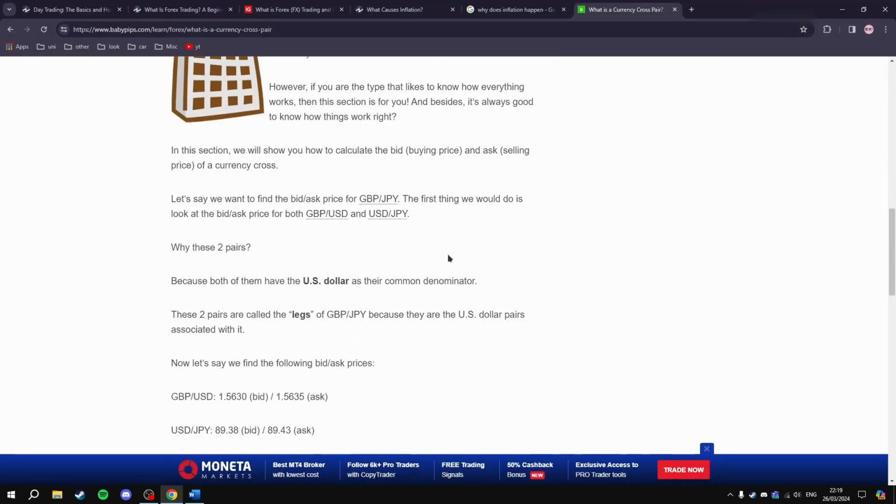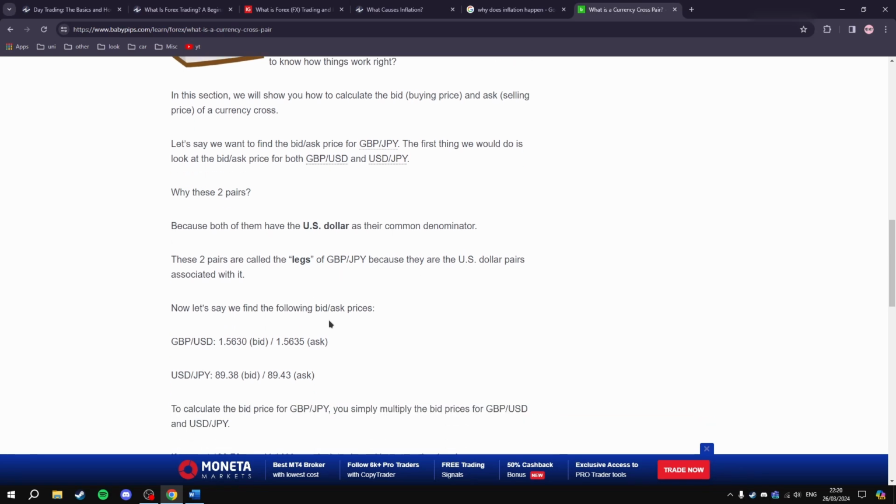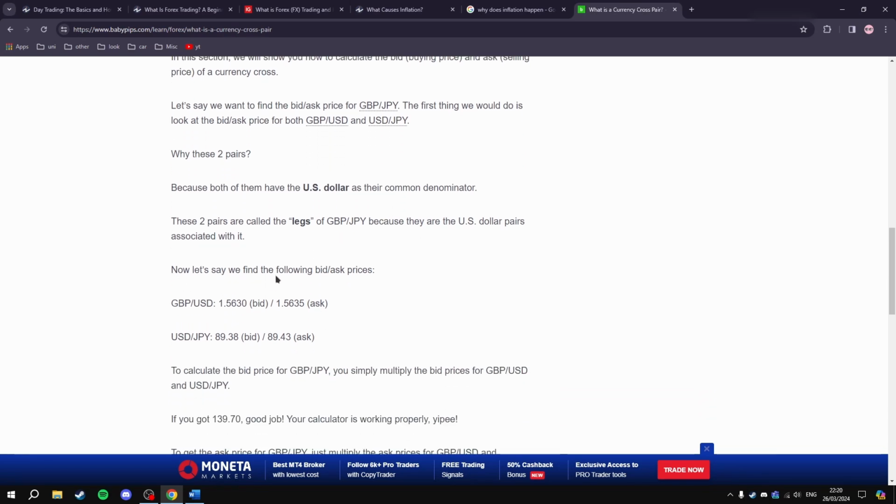Why these two pairs? Because both of them have the US dollar as their common denominator. These two pairs are called the legs of GBP/JPY because they are the US dollar pairs associated with it. Now let's say we find the following bid-ask prices. GBP/USD is 1.5530 for bids and 1.5635 for ask. USD/JPY is 89.38 bid and 89.43 ask.